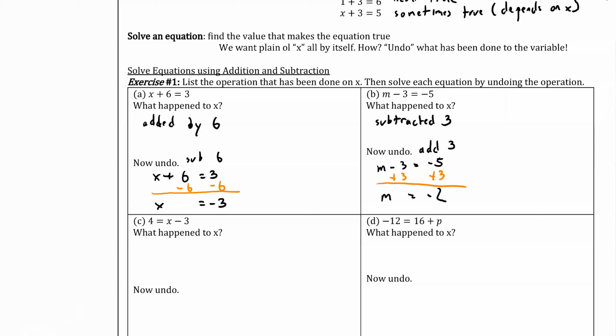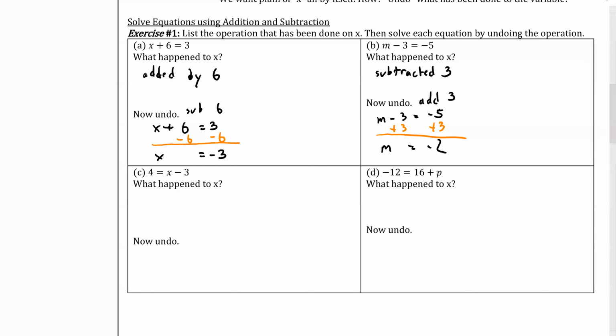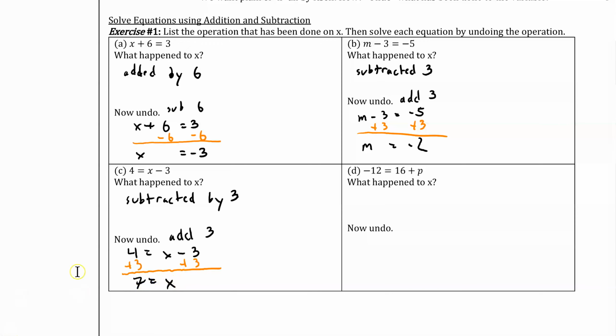Now for part C, we have 4 equals x minus 3. It doesn't matter that x is on the right side of the equation. The problem is still done the same exact way, right? What happened to x? Well, it was subtracted by 3. So how are we going to undo it? We'll add 3. So here's the original problem. 4 equals x minus 3. And our inverse operation is to add 3 to both sides, giving us 7 equals x. And we'll go ahead and skip part D.